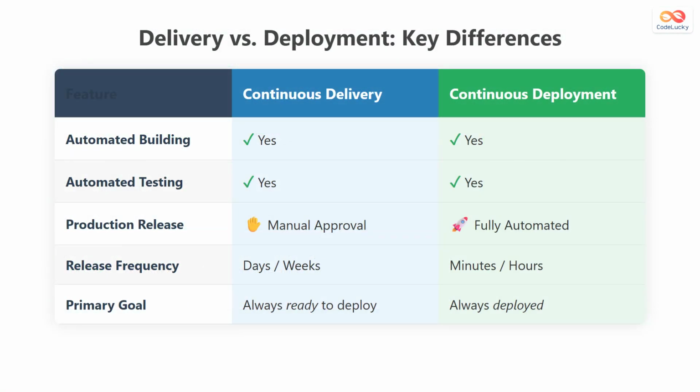Here is a direct comparison to make it clear. Both delivery and deployment include automated building and testing. The main difference lies in the production release. Continuous delivery waits for a manual approval, whereas continuous deployment is fully automated. This means deployment frequency shifts from days or weeks to mere minutes.